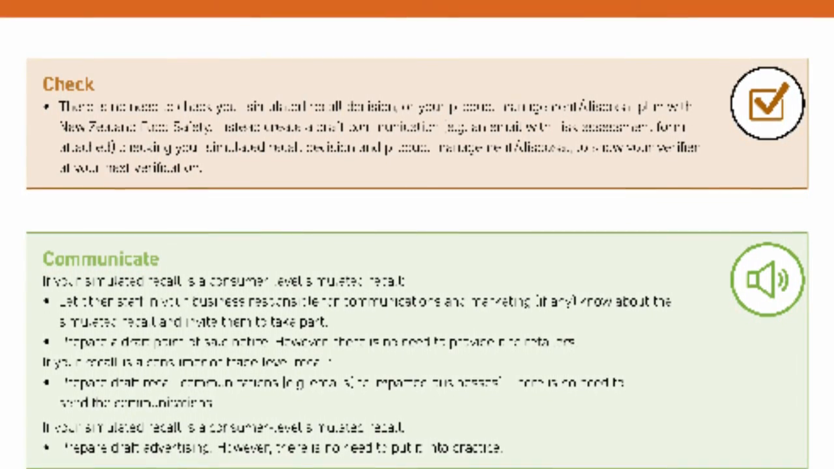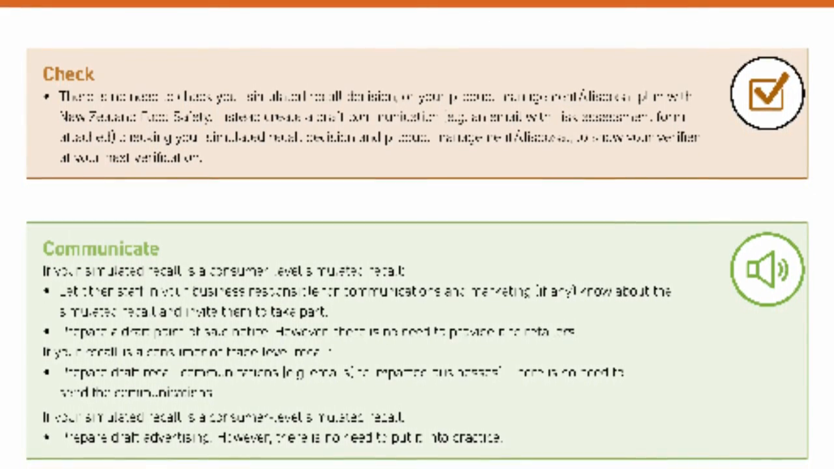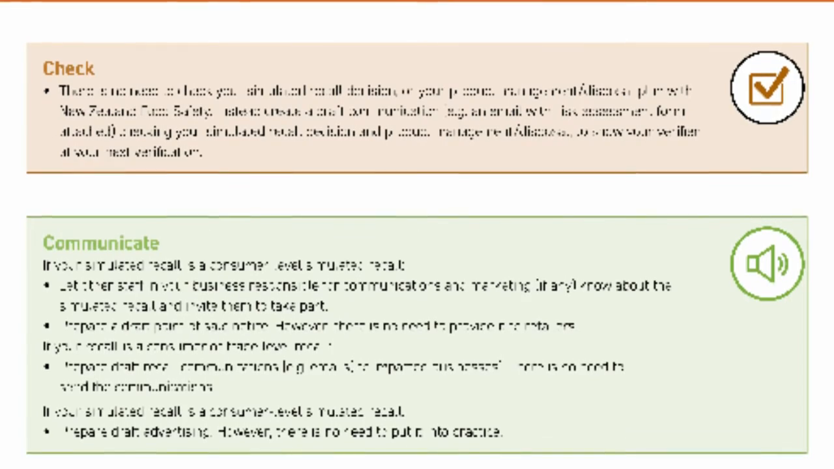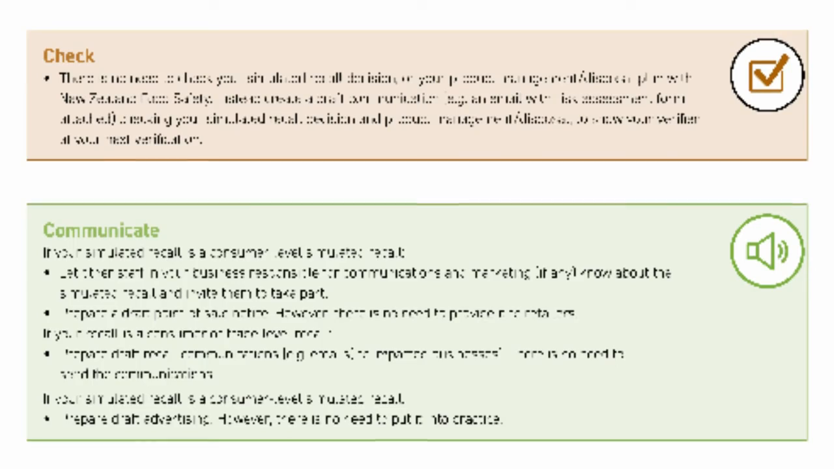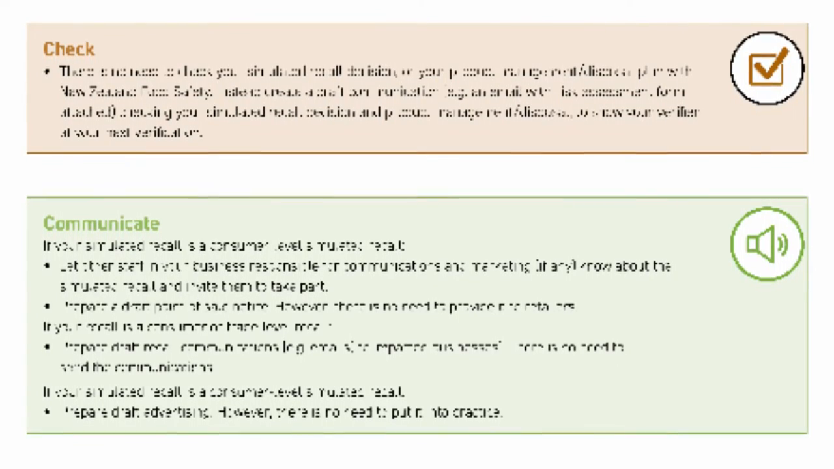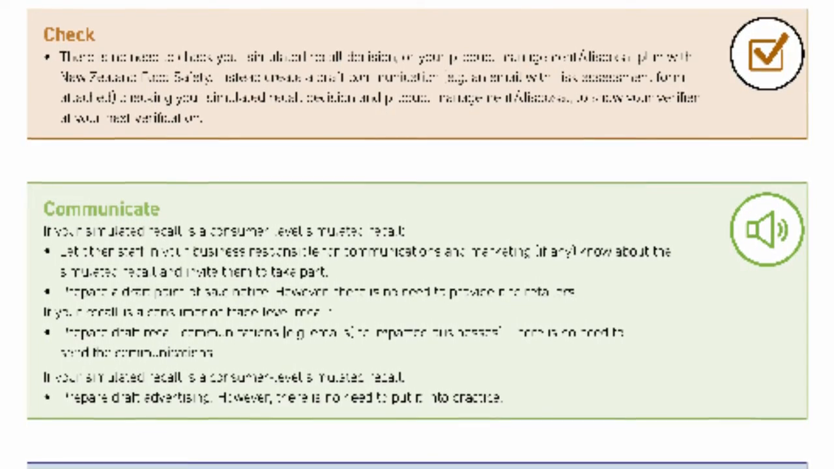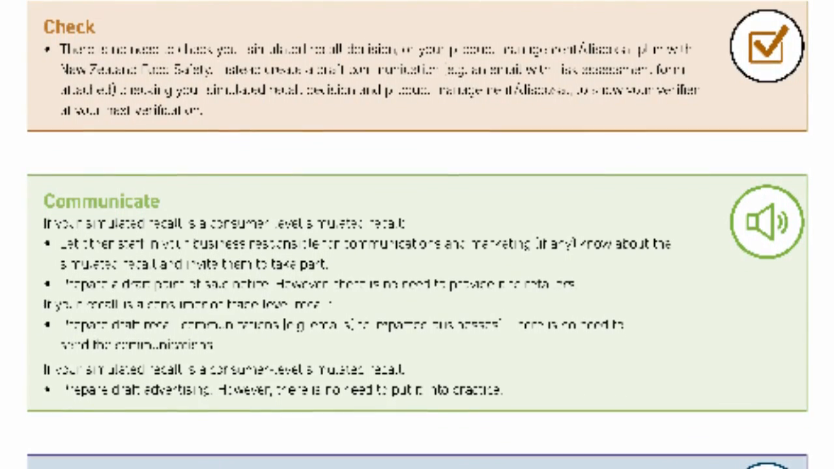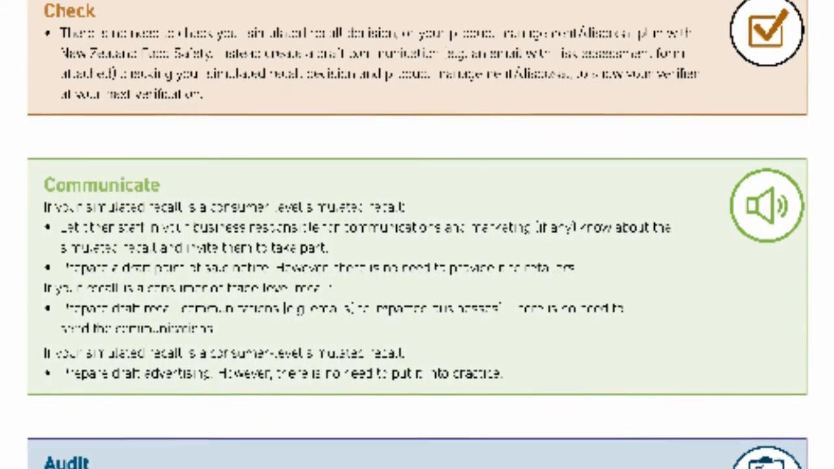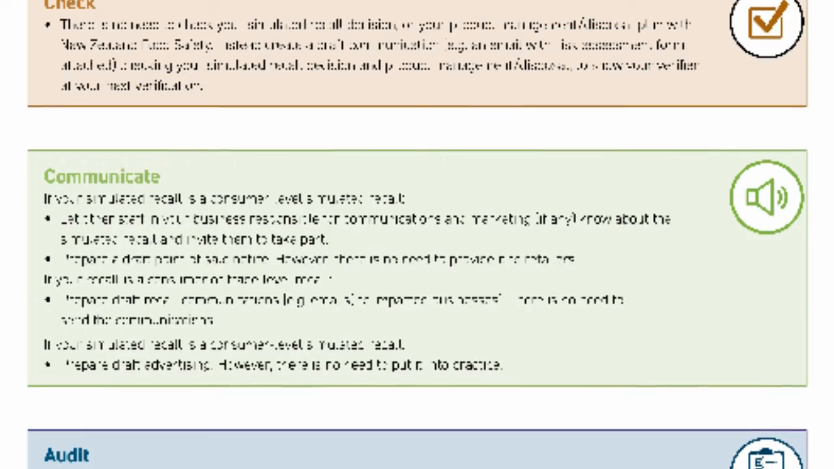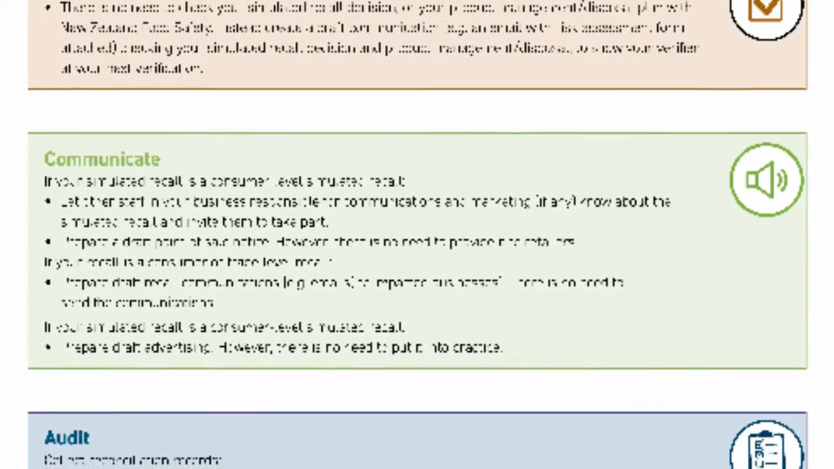Communicate. If your simulated recall is a consumer-level simulated recall, let other staff in your business responsible for communications and marketing, if any, know about the simulated recall and invite them to take part. Prepare a draft point-of-sale notice. However, there is no need to provide it to retailers. If your recall is a consumer or trade-level recall, prepare draft recall communications such as emails to impacted businesses.